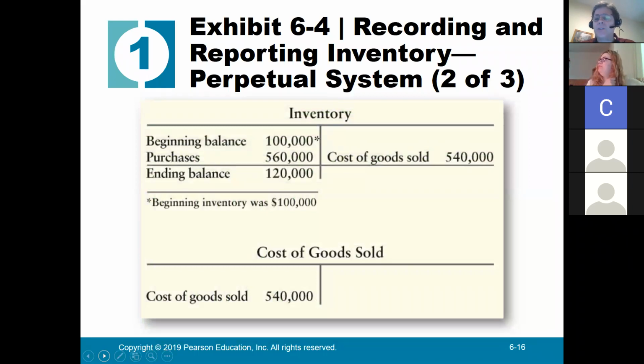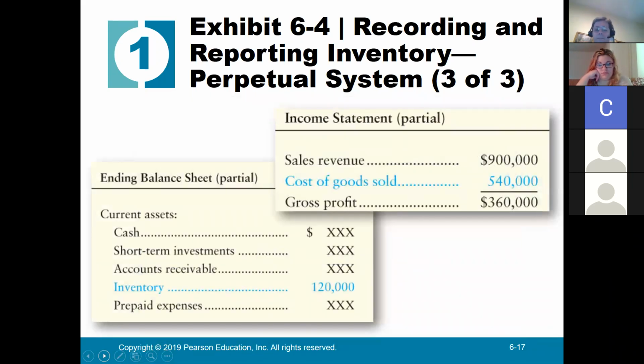So here's the T accounts, the demonstration in your slides. So basically the same idea. Purchases on the debit side of inventory, cost of goods sold, or how much you sold. The amount of what you sold goes on the credit side, and debit to cost of goods sold. Ending balance being the cost of the inventory that's still on hand at the end of the year. And that's what it would look like on our financial statements.